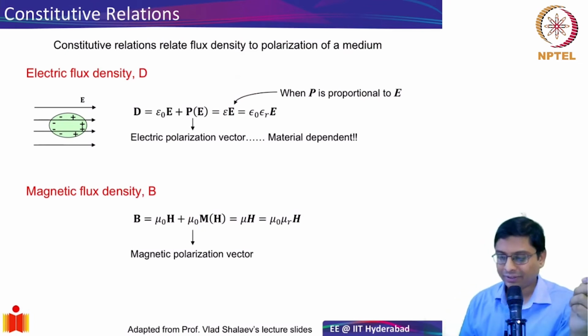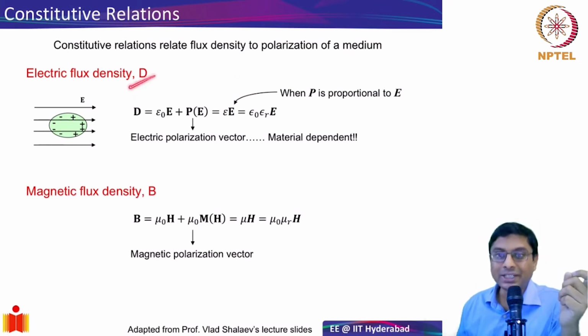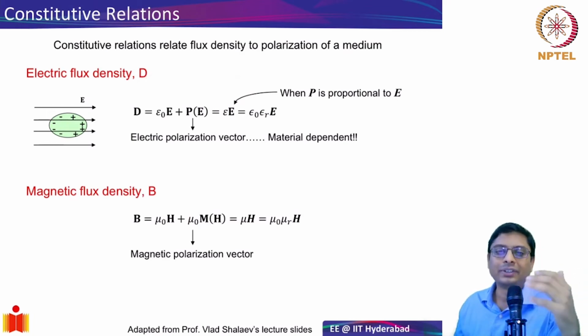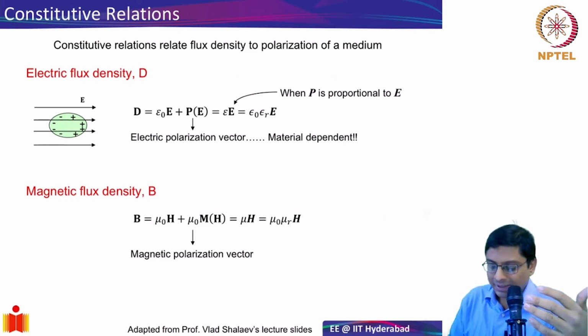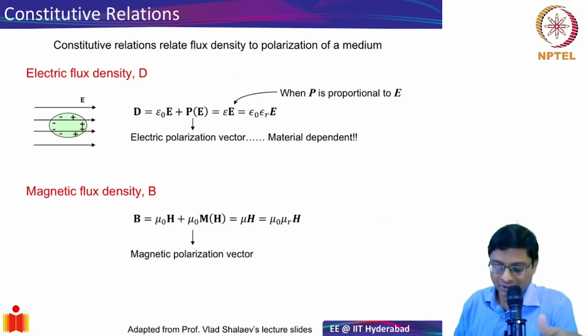The first one is the electric flux density, which is denoted by D. What this tells you is what happens when an electric field is incident on a material. So for example, let's take a piece of glass. When that is put in an electric field, what happens? You would expect that the electric field lines will cause the charges to move. So because of this electric field, the positive and the negative charges in the glass will separate, as I'm showing schematically here. This separation of charges is known as polarization.